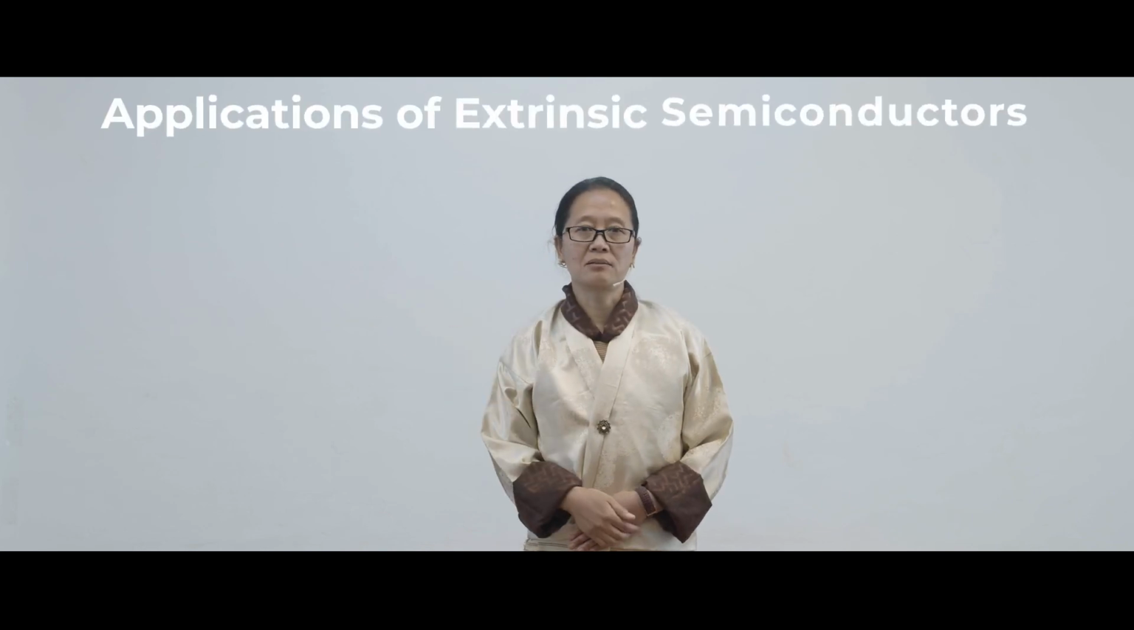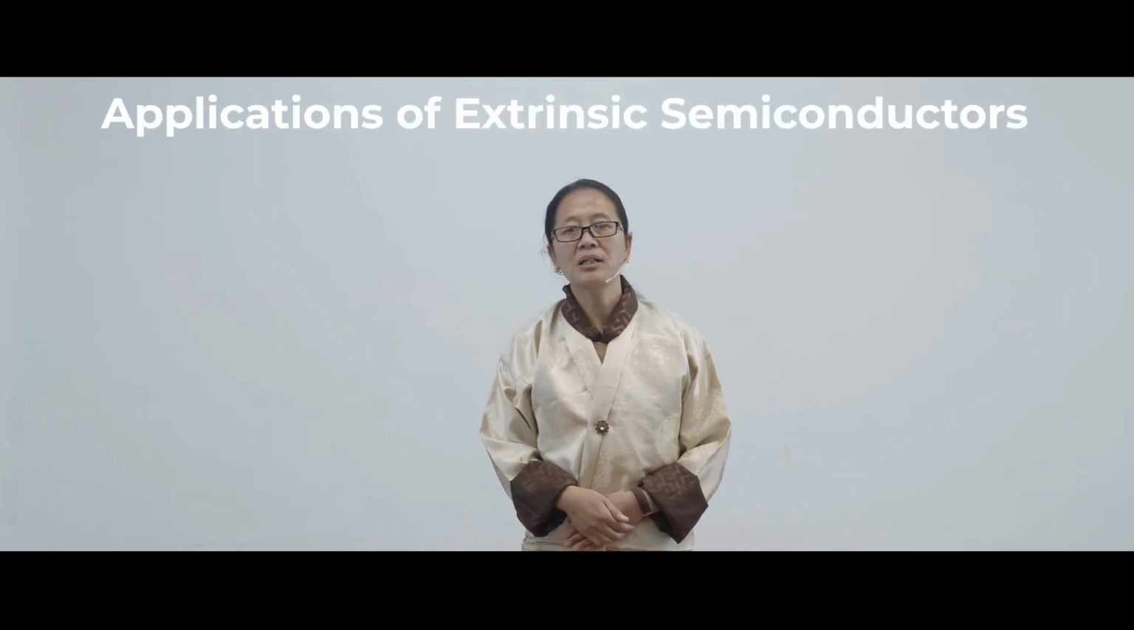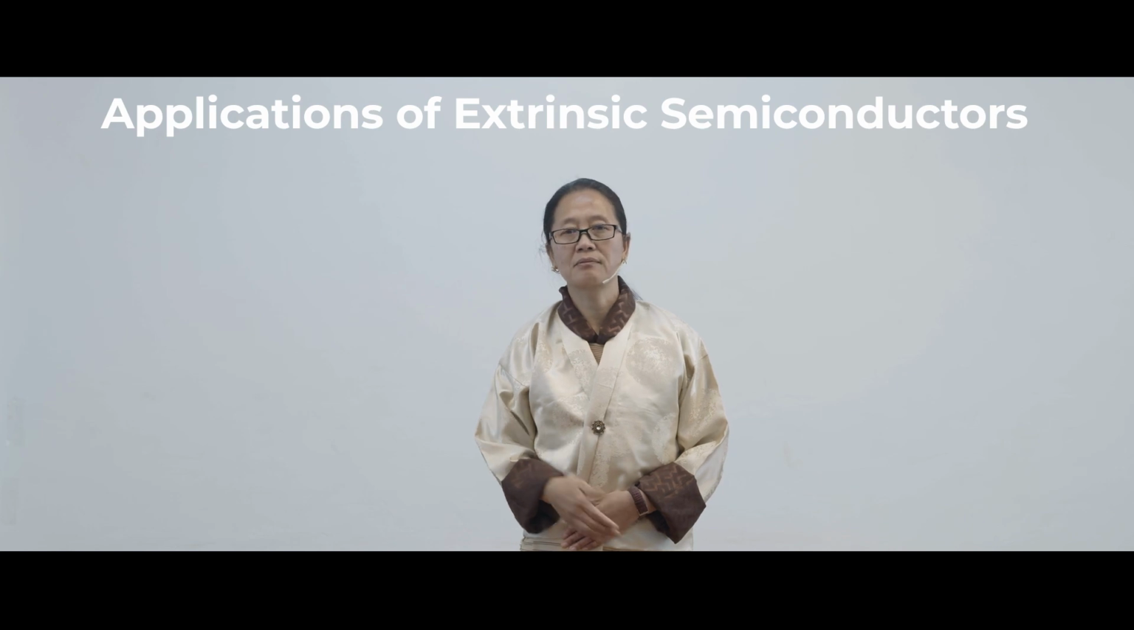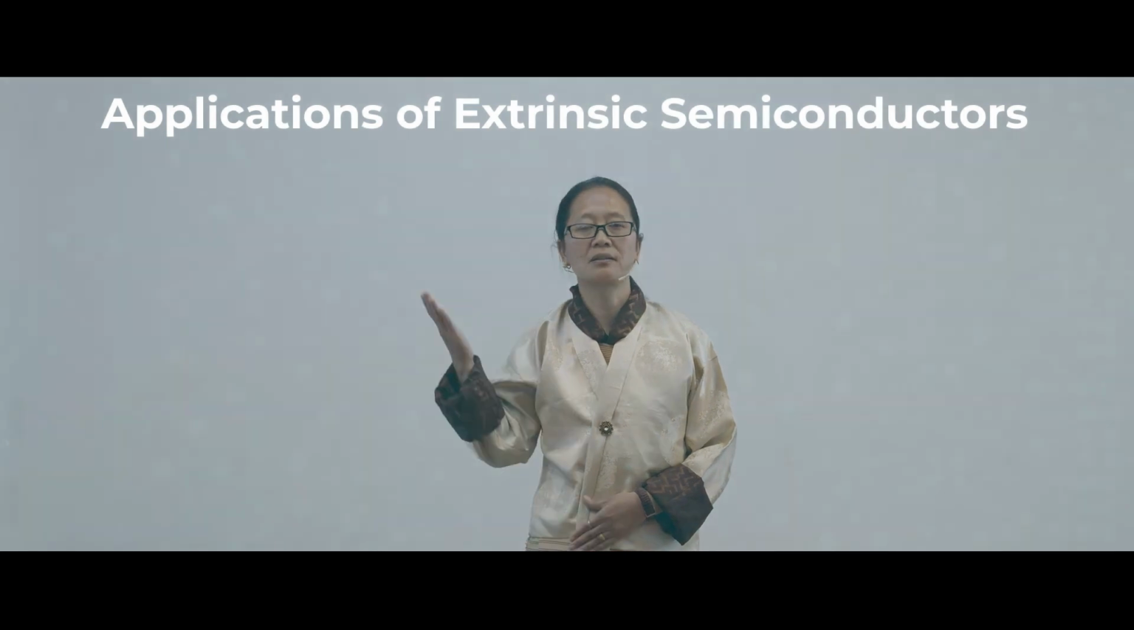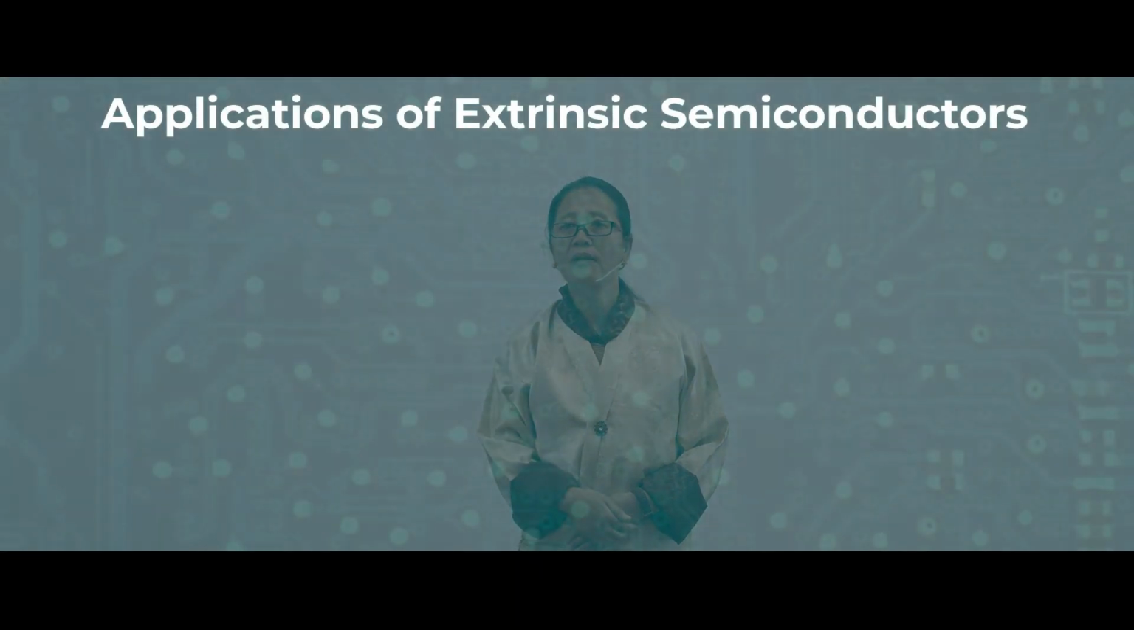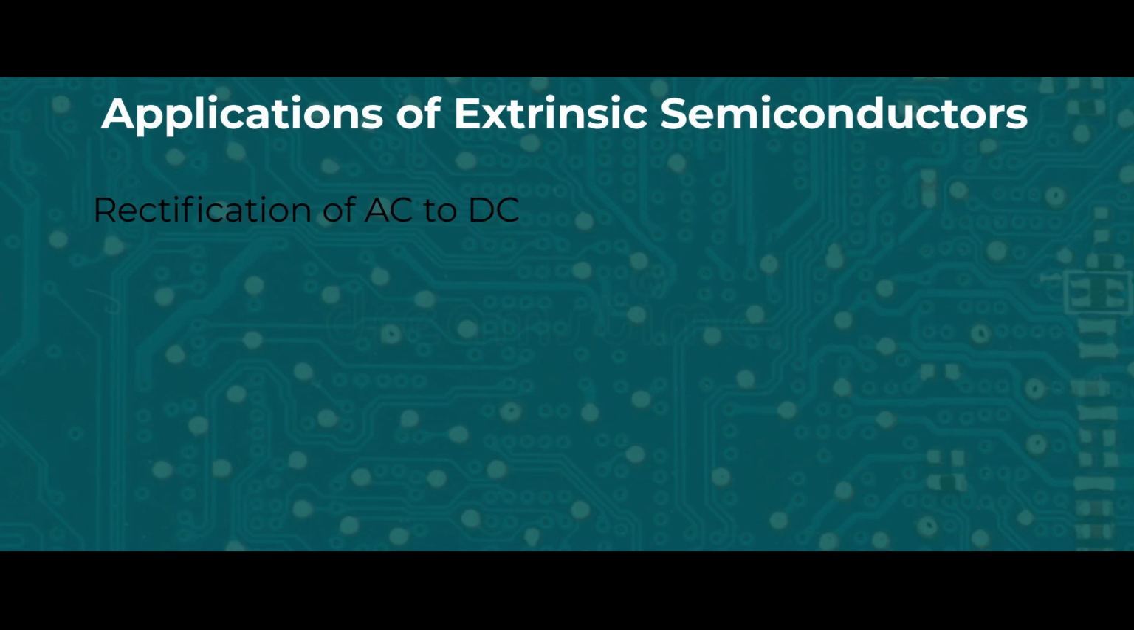You'll find many more. Now let's look at the applications of semiconductors in our day-to-day life. Here, semiconductor means I'm referring to the extrinsic semiconductor. The first application is rectification of AC to DC, which means we can convert alternating current to direct current by using a semiconductor like a diode, made up of semiconductor. So where do you find this? You will find this in your electronics.